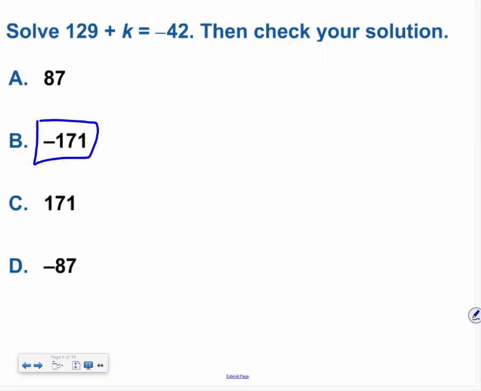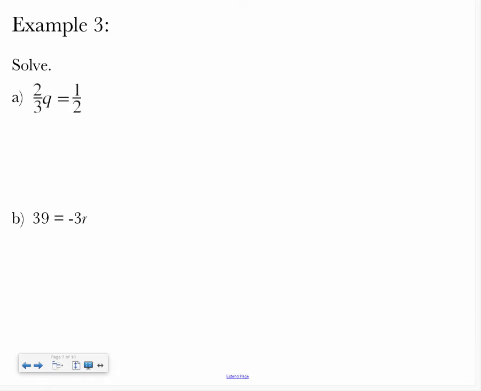Hopefully you ended up with negative 171. If not, be sure to ask either myself or a friend for some help. Example 3. We want to solve this equation. This is a little bit different because before we were just adding and subtracting. Now we're looking at some multiplication.